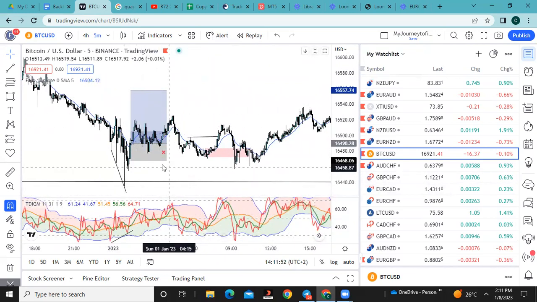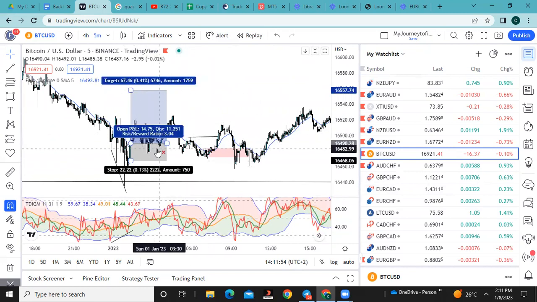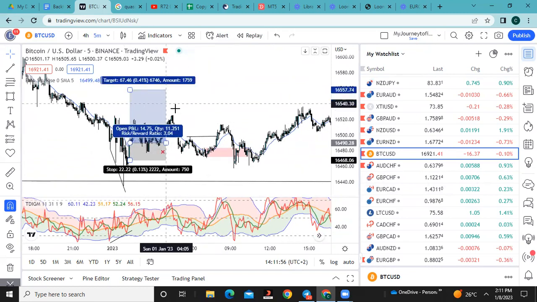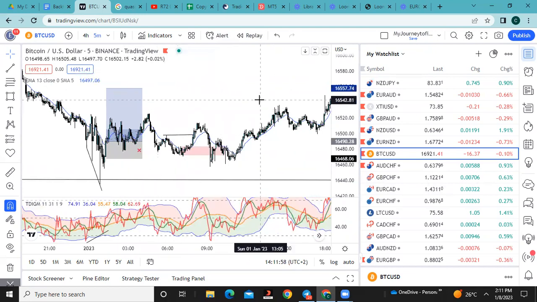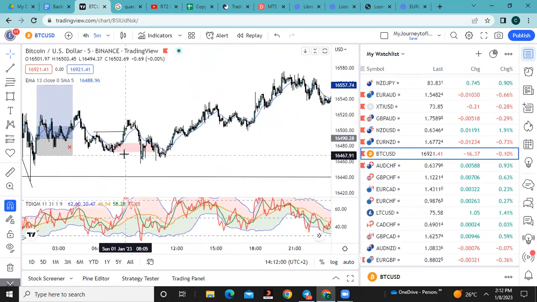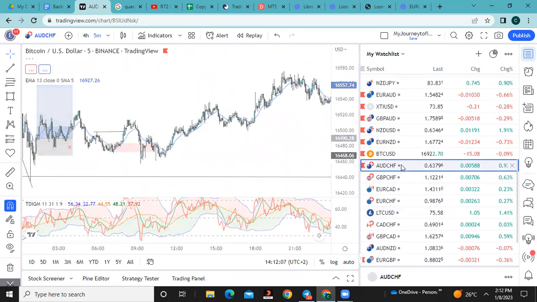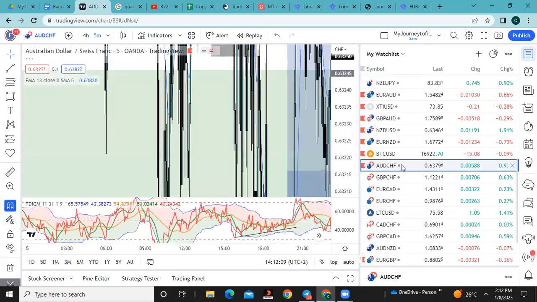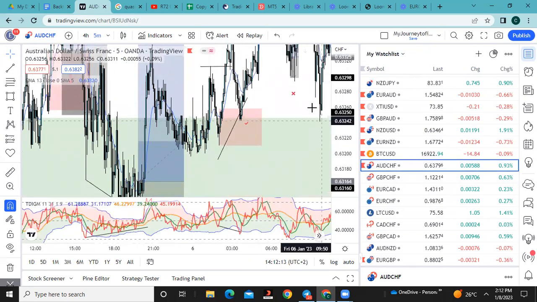So here we are, TDI divergence, enter on candle closure above the 13 EMA. We were in profit for a bit, but then we got stopped out. So that's -1R. Here, same thing. We're on -1R again. So -2R for this setup. But the other setups, guys, remember, you were up like 2R, you were up 3R at one place.